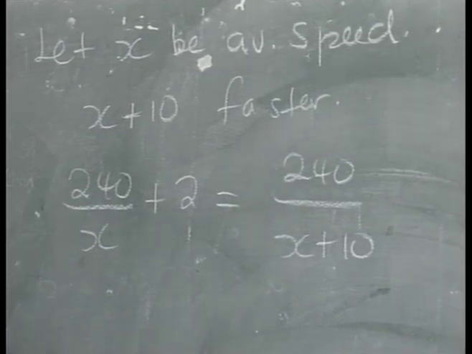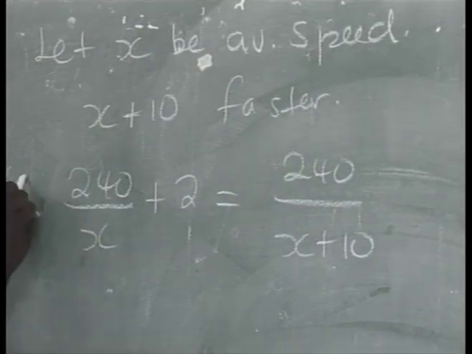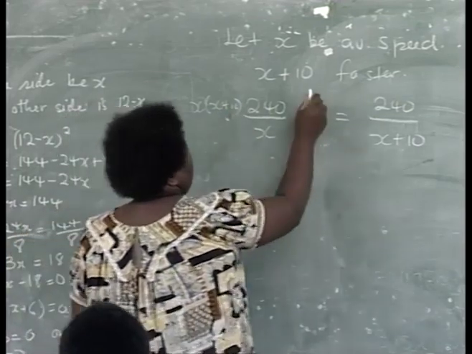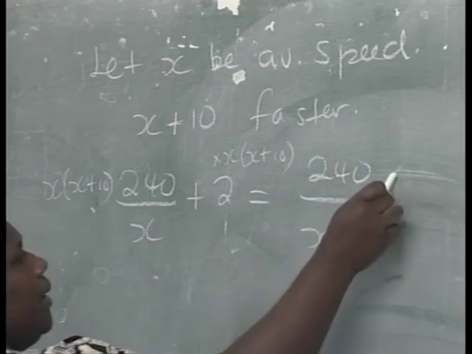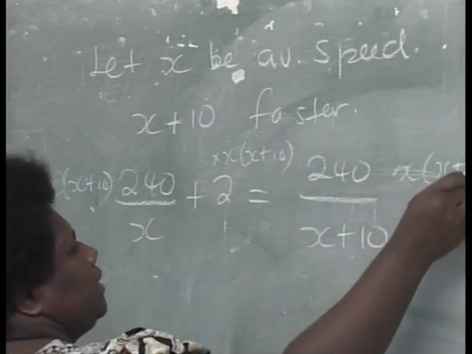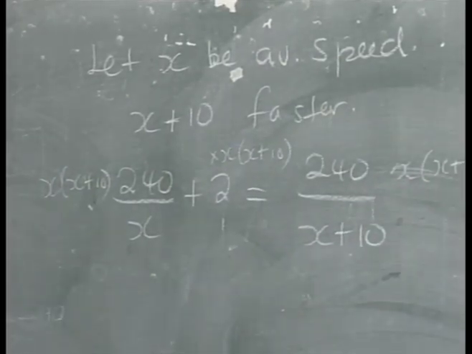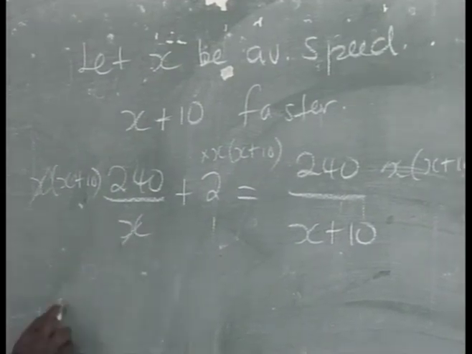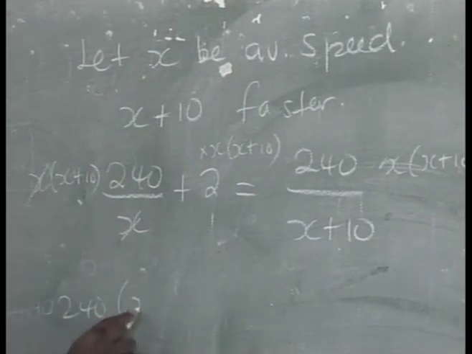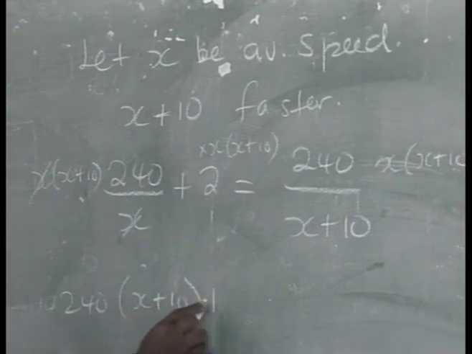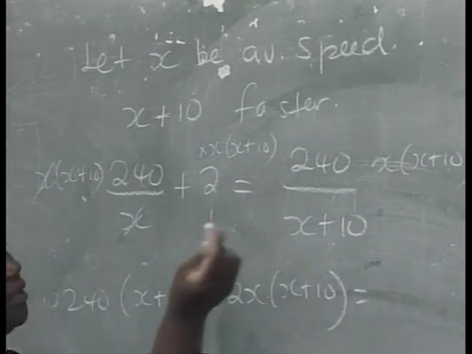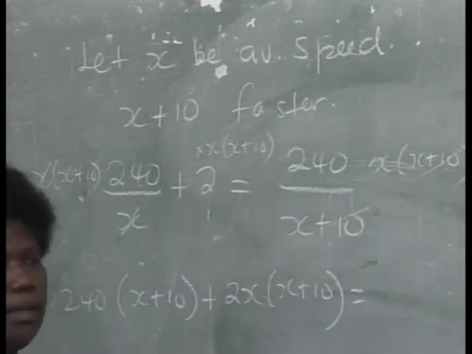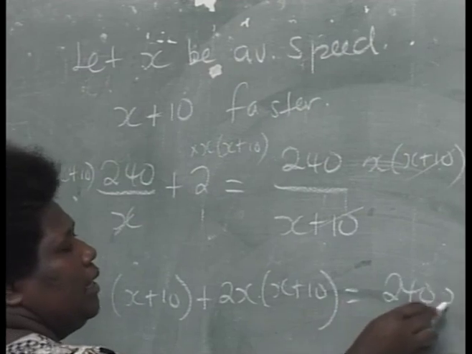And all you have to do is multiply by the lowest common multiple. So multiply this by x times x plus 10. Multiply this by x times x plus 10. And this side by x times x plus 10. When you do this, this will cancel out, you have 240 times x plus 10. This one, 2x times x plus 10, equals x plus 10 and x plus 10 will cancel out. You get 240x.